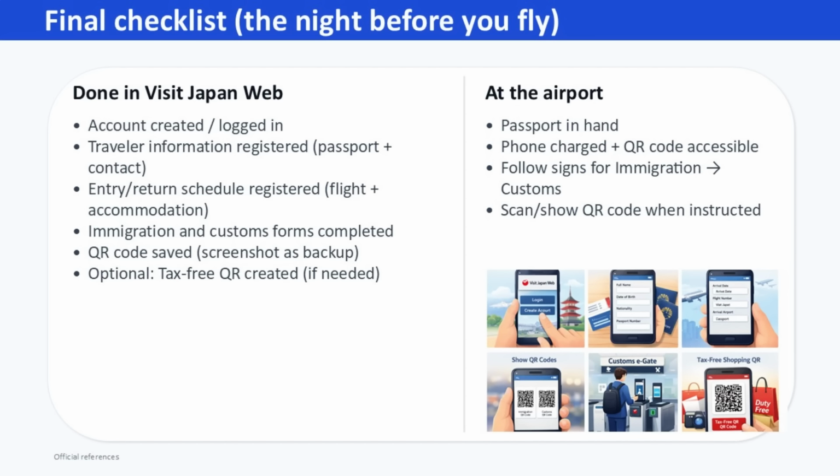Final checklist. Before your flight, make sure you have completed everything: account setup, traveler registration, trip schedule, immigration and customs forms, and your QR code. At the airport, keep your passport ready, charge your phone, and follow the signs for immigration and customs.